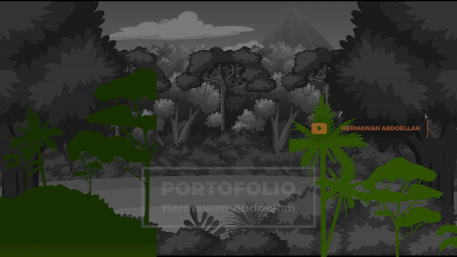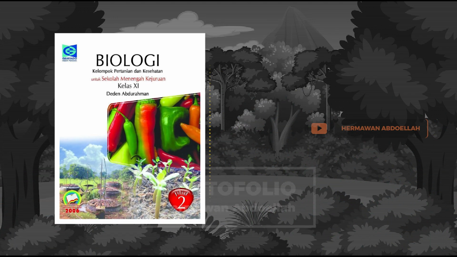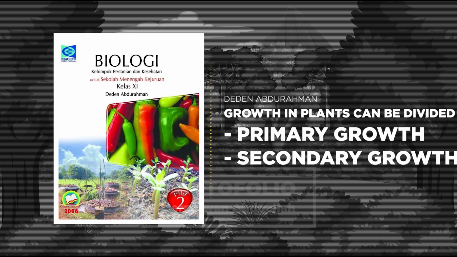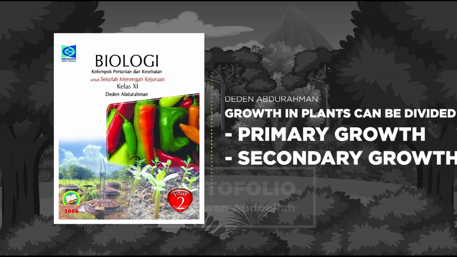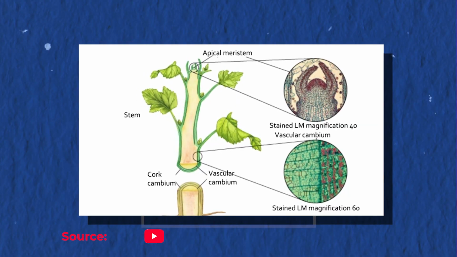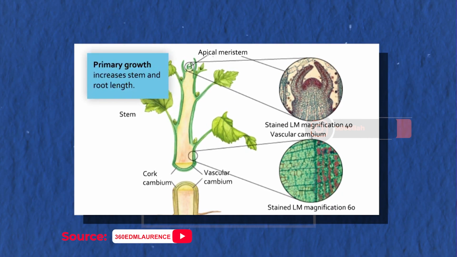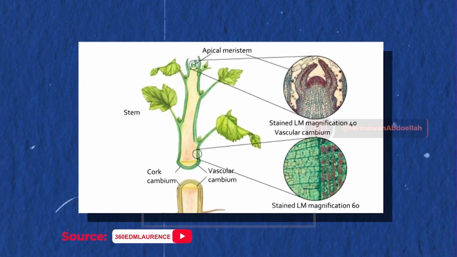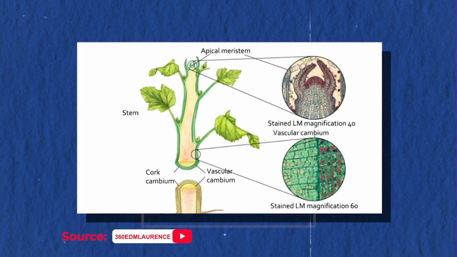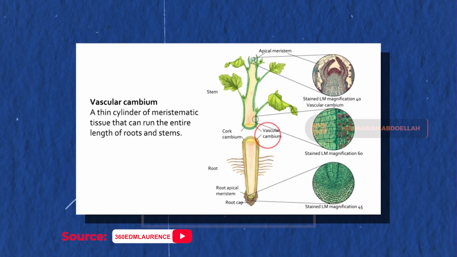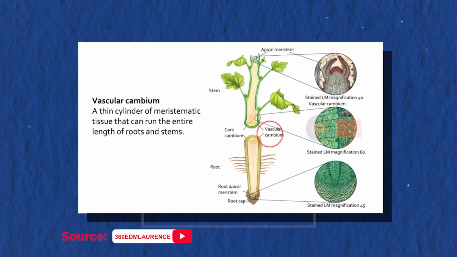According to the book Biologi Kelompok Pertanian 2008 by Deden Abdurrahman, growth in plants can be divided into two kinds, namely primary growth and secondary growth. Primary growth is the growth that occurs due to the activity of primary meristem tissues. The growing point is formed since the plant is still an embryo. Meristem tissue is located at the end of the stem and the tip of the root.